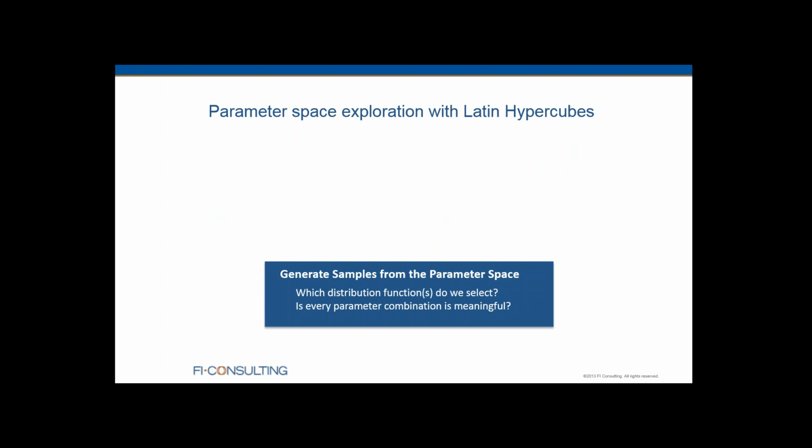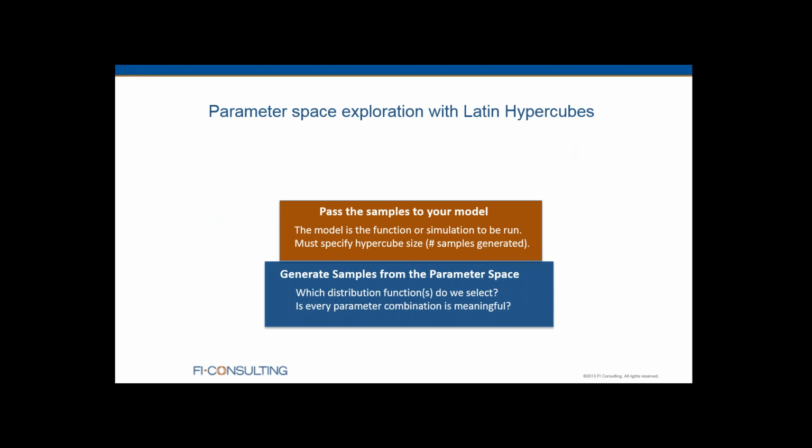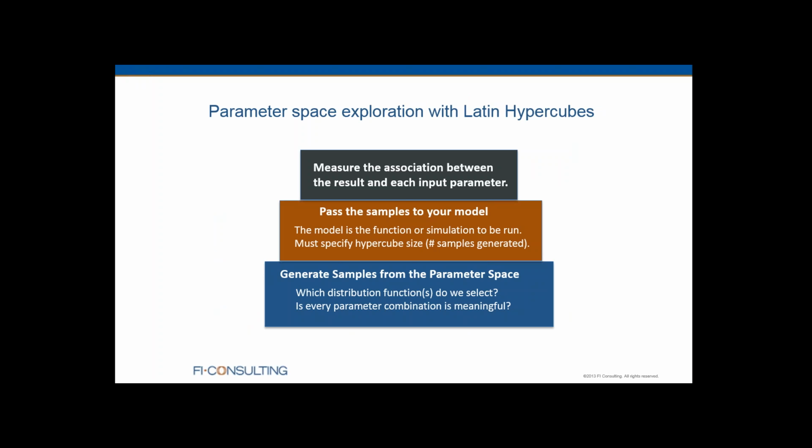The step-by-step approach is to generate samples from the parameter space. And we need to ask ourselves, is it necessary to run every parameter combination, as some combinations are not meaningful? We are also able to choose different probability distribution functions for each parameter, as you'll see in our example. Then we're going to run the model with these samples and choose our simulation size. And then finally, we're going to perform testing that measures the association between each input parameter and the model output.